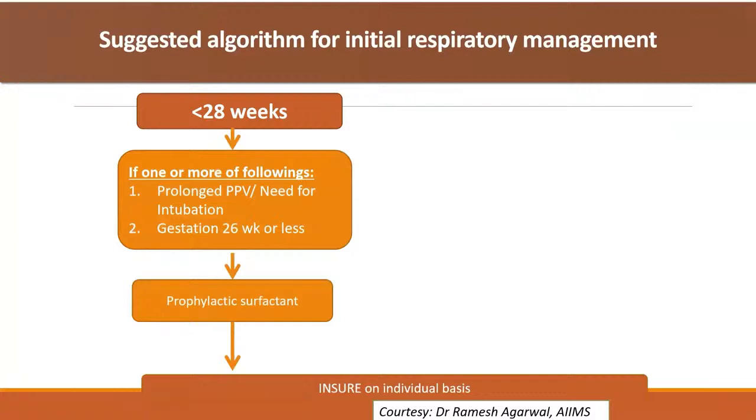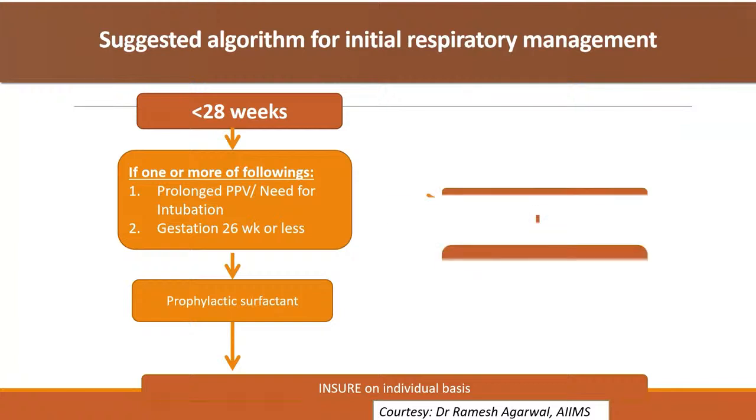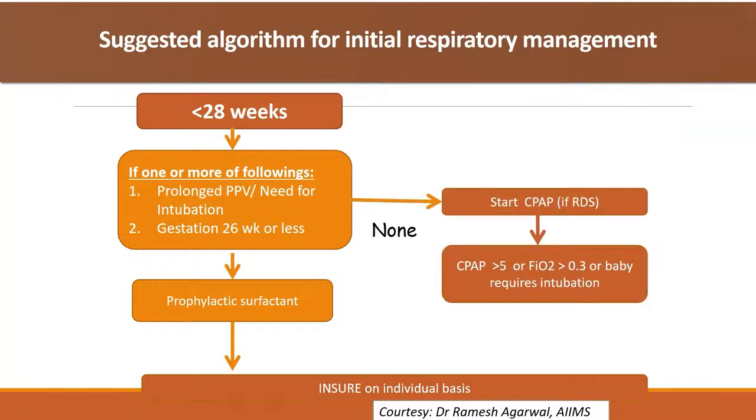So for the clinician taking care of a preterm newborn or attending a resuscitation of a preterm baby: if the baby is born at less than 28 weeks and satisfies one or more of the following criteria, such as prolonged delivery room positive pressure ventilation, the need for delivery room intubation, or a gestational age less than or equal to 26 weeks, one may consider giving surfactant prophylactically, considering the greater benefit to harm ratio in this group.